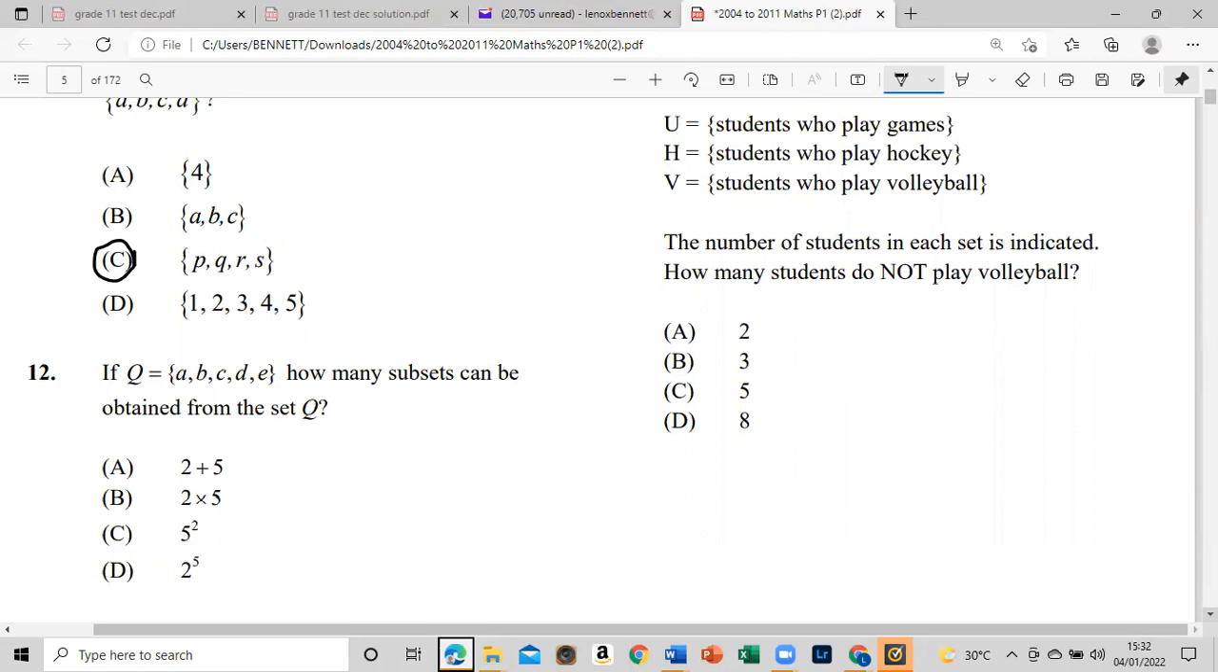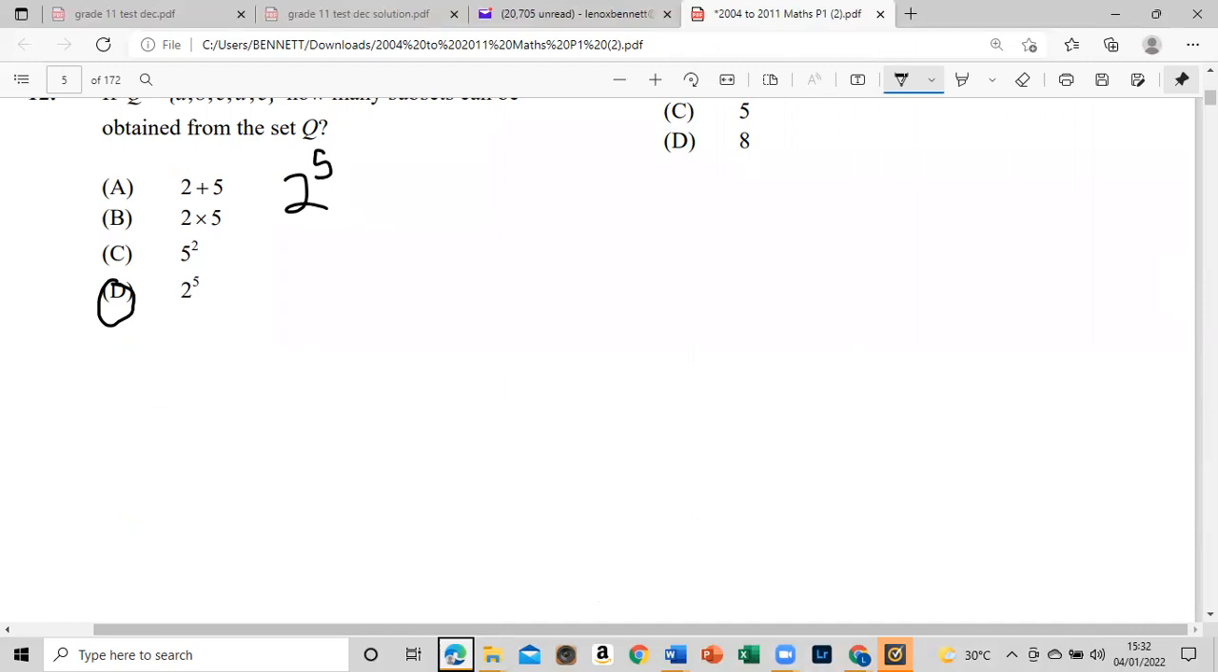If Q is equal to A, B, C, D, how many subsets can be obtained from set Q? All right, so that will be 2 raised to the number of elements. So 1, 2, 3, 4, 5. So that's 2 to the 5th is equal to. All right, this one, we should go up 30.